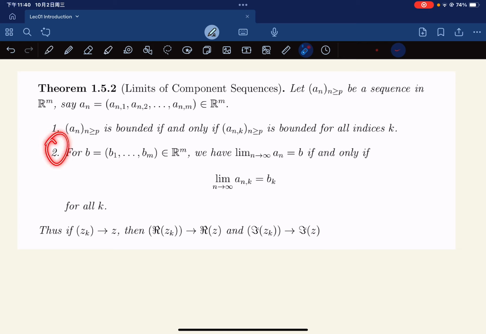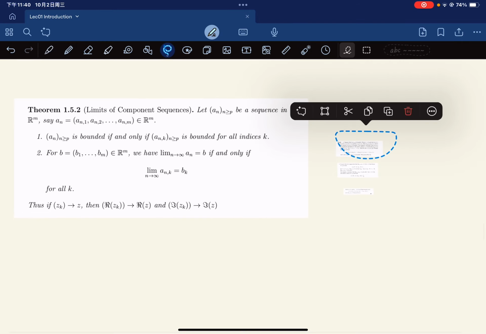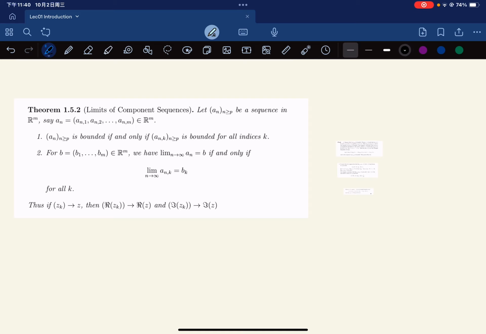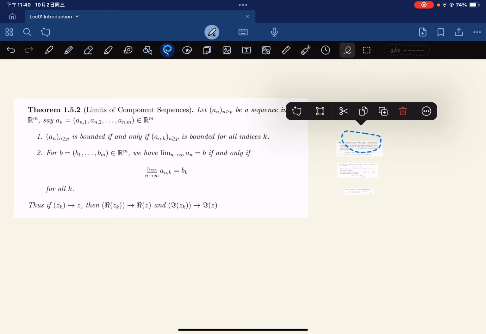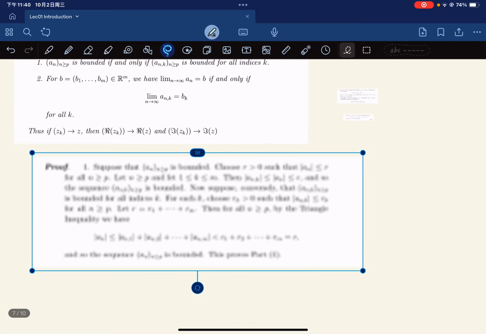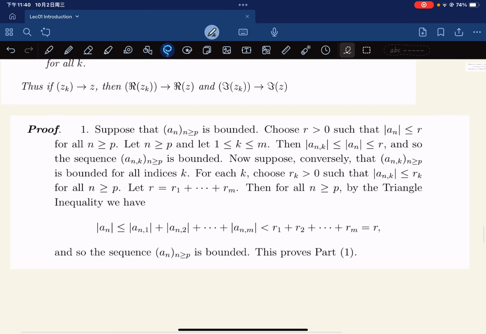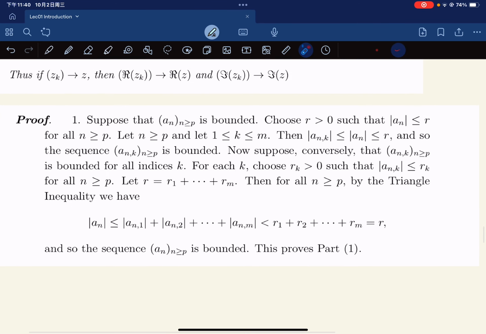Because we have R2, right? The real part converges to the real part, the imaginary part converges to the imaginary part, because the norm we're using is actually the same Euclidean norm. So there's a proof of this result. First, let's just prove the first result.